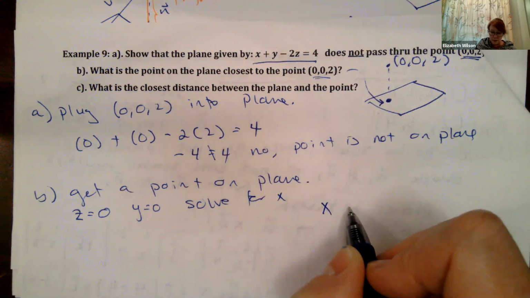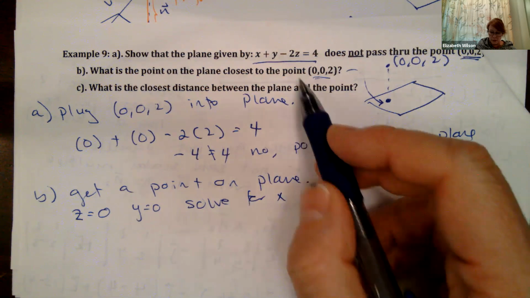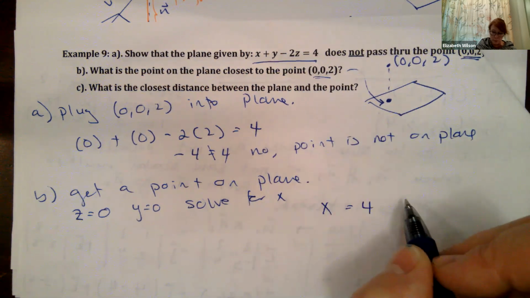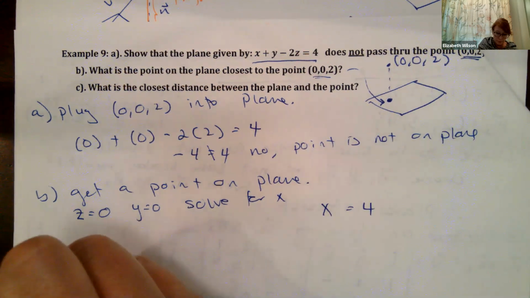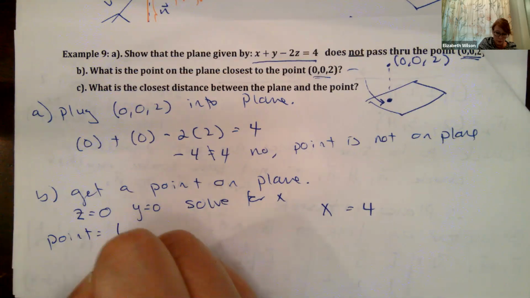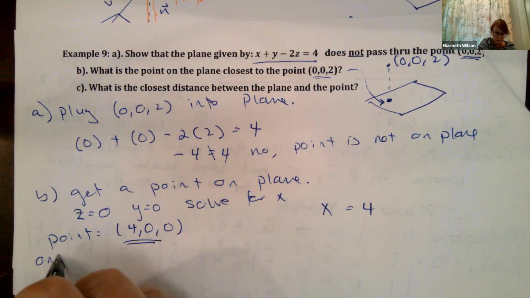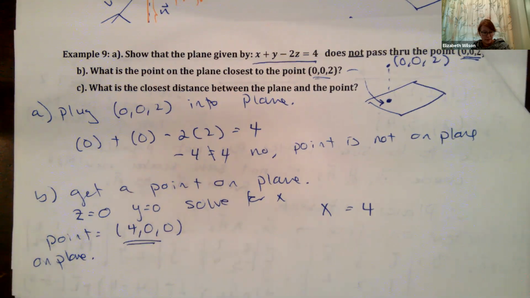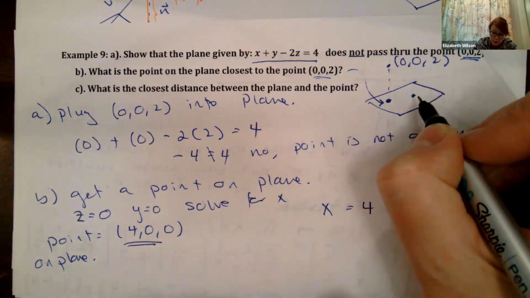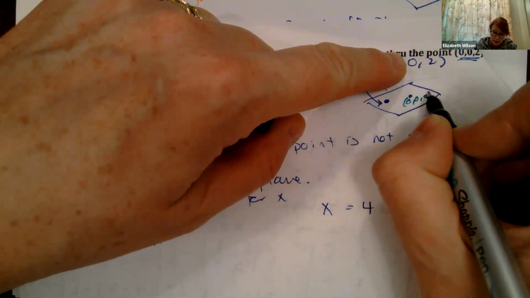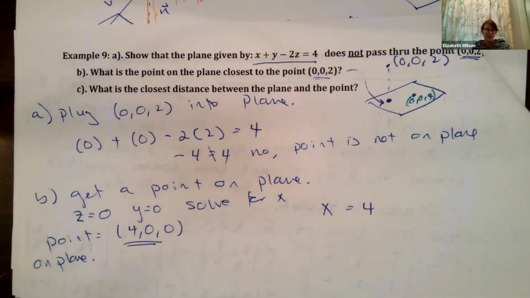X plus 0 equals 4. X equals 4. So my point is equal to 4, 0, 0. That's a point on the plane. Now, that's not necessarily the closest point. This is our point in the plane. So this is 0, 0, 4. I'm going to draw it exaggerated, right? It's not necessarily the closest point. It may be, we may have gotten lucky, but mostly it's probably not. Because remember, there's an infinite number of points on this plane.